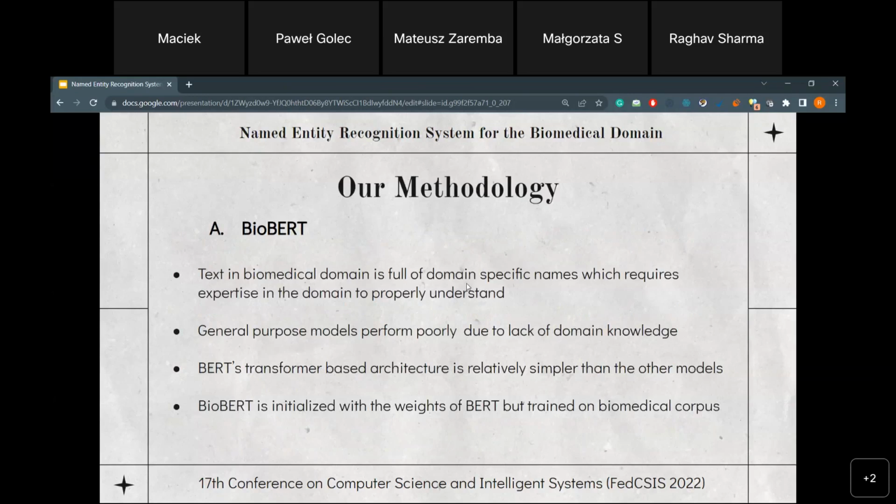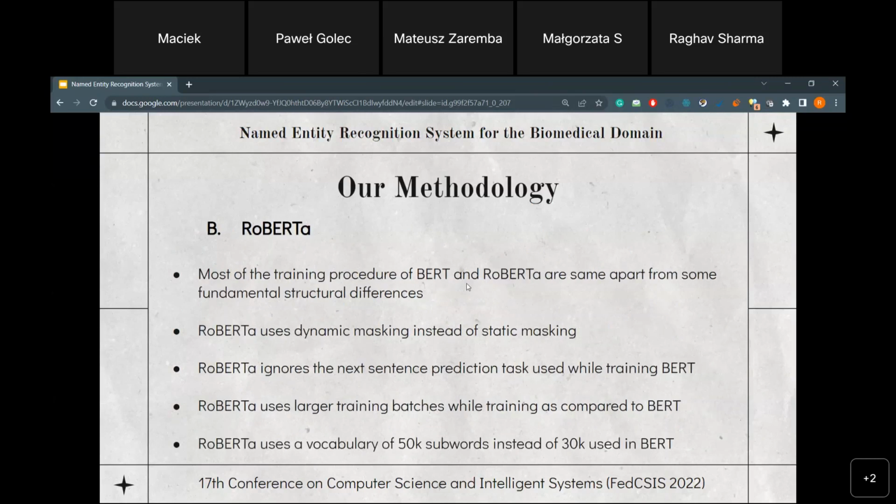So, BioBERT is based on the fact that biomedical text is full of domain-based information for which understanding the knowledge of the biomedical domain is critical. So, BioBERT basically uses the relatively simple architecture of BERT and trains it on an entirely biomedical corpus to ensure that it performs better on biomedical text.